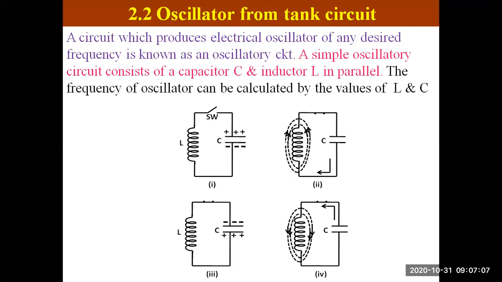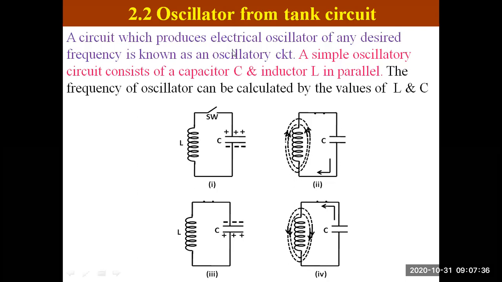This is the tank circuit. A tank circuit is nothing but an inductance in parallel with a capacitance, and that can produce oscillation of a desired frequency, and its frequency will depend upon the value of the inductance and the value of the capacitance. As we change the value of the inductance and capacitance, the frequency of the oscillation produced will change. Therefore, here is how oscillation can be produced.